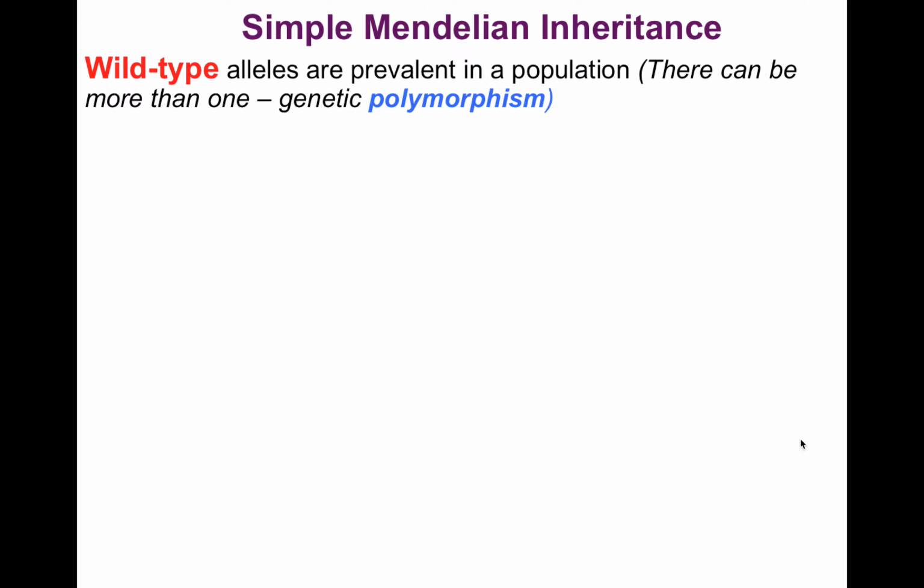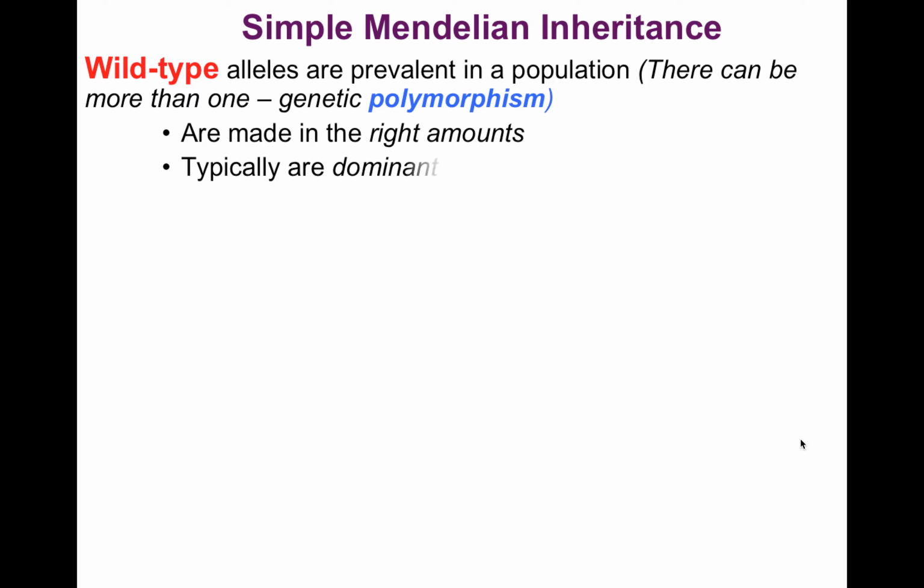First of all, wild-type alleles are the most prevalent alleles within a population. There can be more than one. That indicates a genetic polymorphism. They're made usually in the right amounts, the correct amounts, and they are typically dominant.